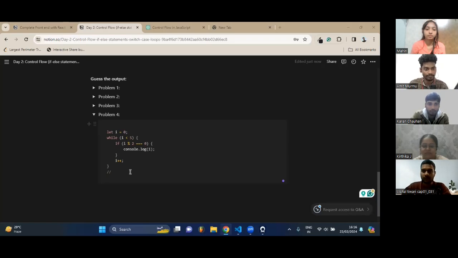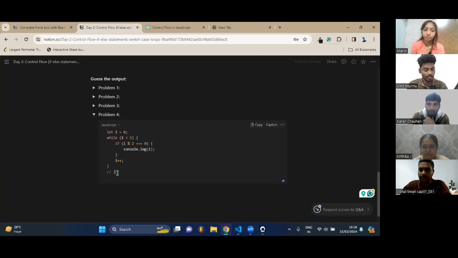So the answer is: this loop will run from 0 to 5 minus 1, and when we have 2, which is divisible by 2, it will print 2. And when we have 4, so 2 and 4 is the answer to that question.